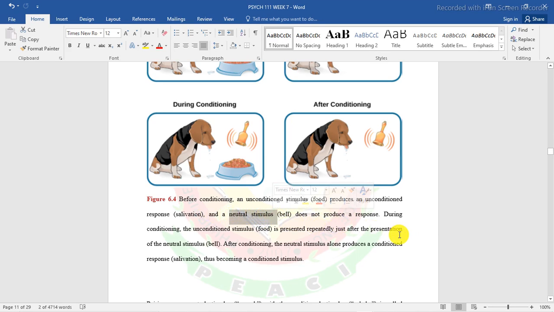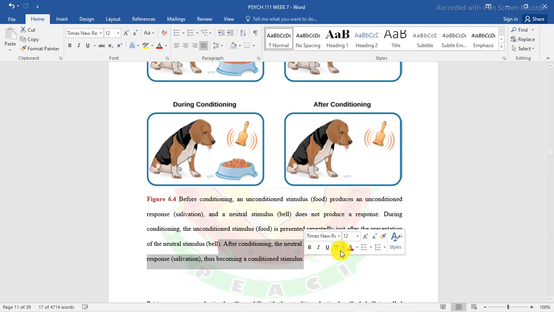So, NS pa siya. During conditioning, the unconditioned stimulus, food, is presented repeatedly just after presentation of the neutral stimulus. Okay? So, yung unconditioned stimulus natin is presented repeatedly after the presentation of neutral. After conditioning, okay, the neutral stimulus alone produces the conditioned response, salivation.